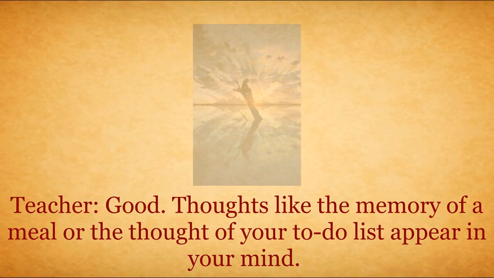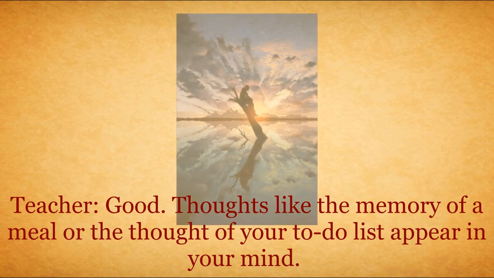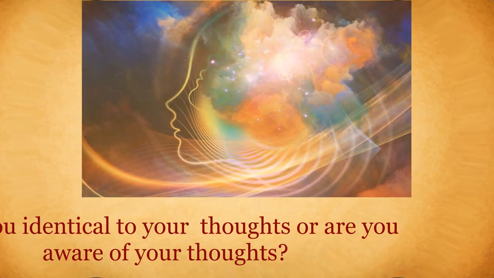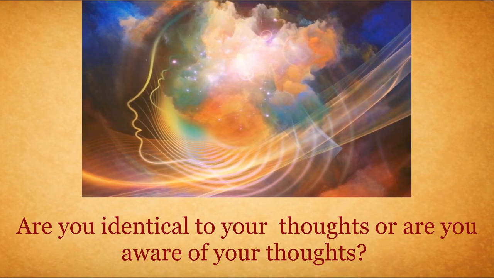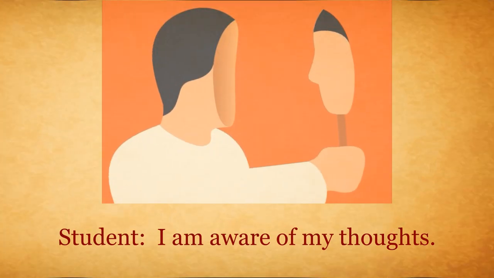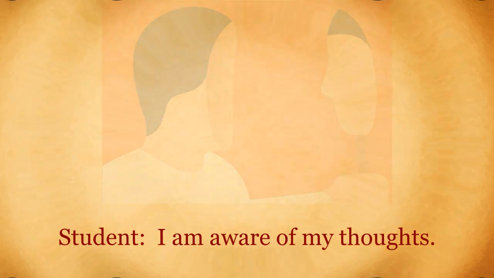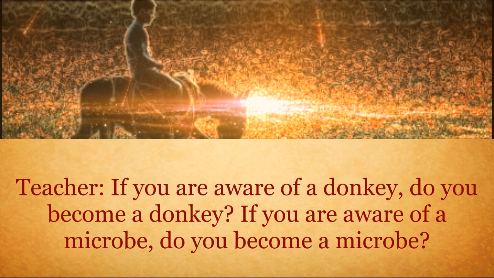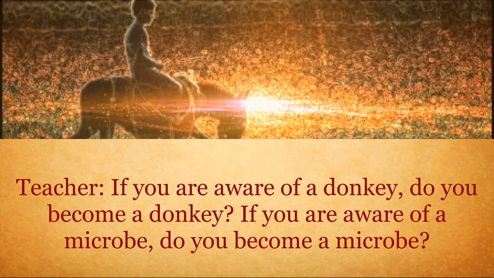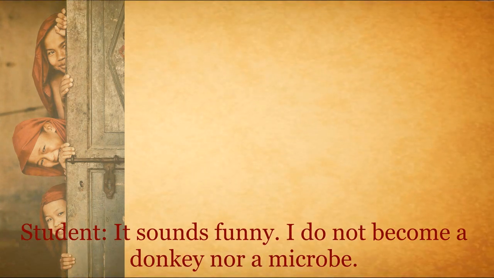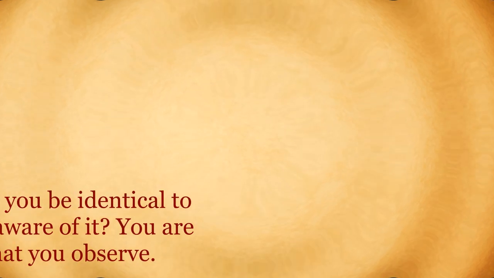Teacher: Good. Thoughts like the memory of a meal or the thought of your to do list appear in your mind. Are you identical to your thoughts or are you aware of your thoughts? Student: I am aware of my thoughts. Teacher: If you are aware of a donkey, do you become a donkey? If you are aware of a microbe, do you become a microbe? Student: It sounds funny. I do not become a donkey nor a microbe.